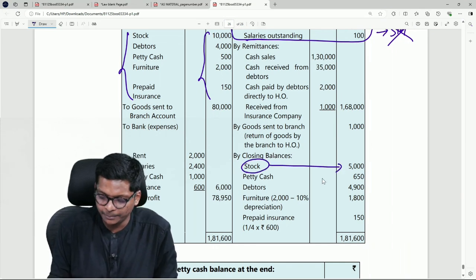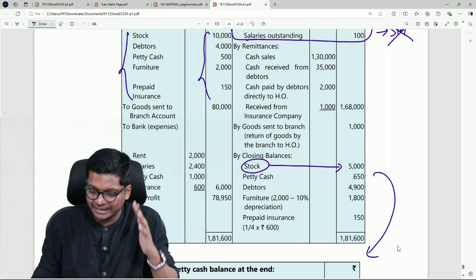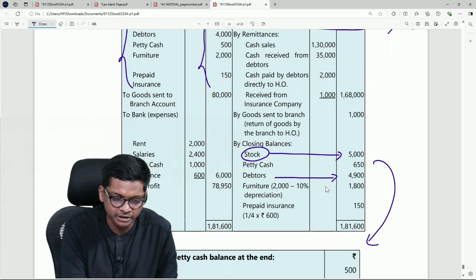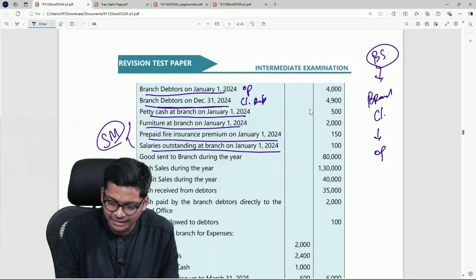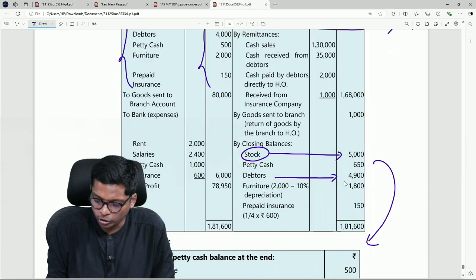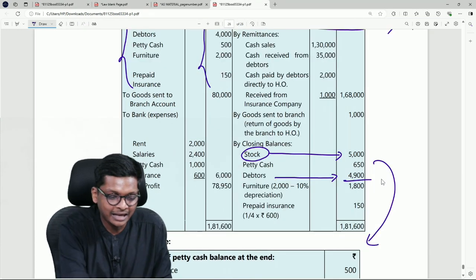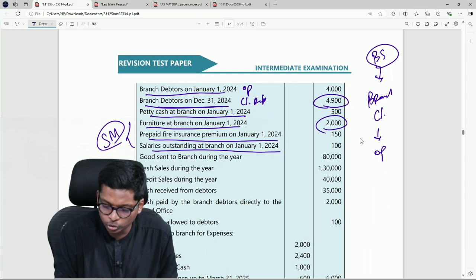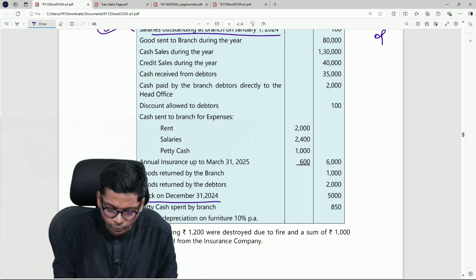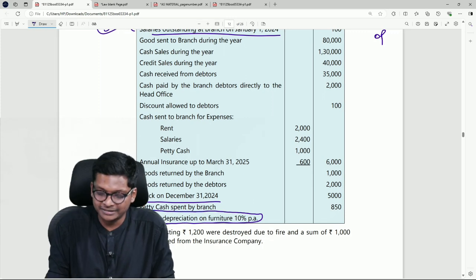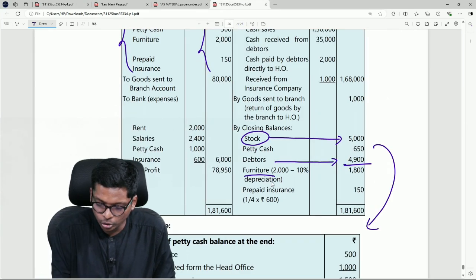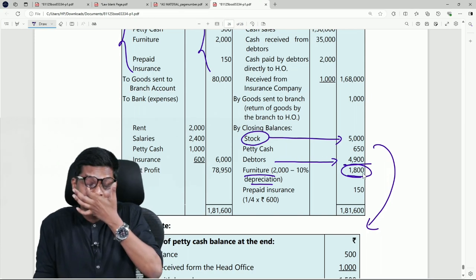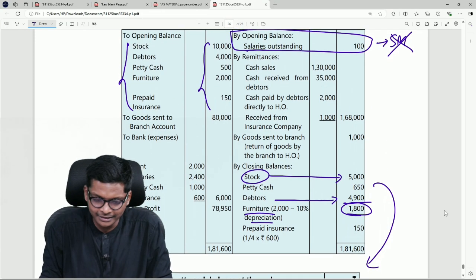Stock is available, I will write. Petty cash we have to compute. We will come to that later. Debtors is available in the question. Look at this. In the question, debtors is given on the top itself. Closing debtors is 4,900. I am copy pasting 4,900. And opening furniture is 2,000. And below they have given provide depreciation on furniture at 10%. So 2,000 minus 10% will be 1,800. That only I will write here. Closing furniture is 1,800. All of this is written over here, guys.